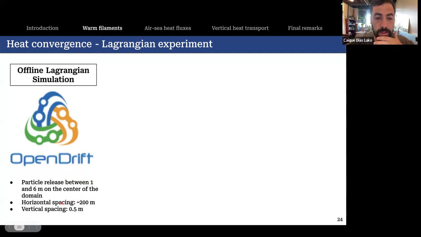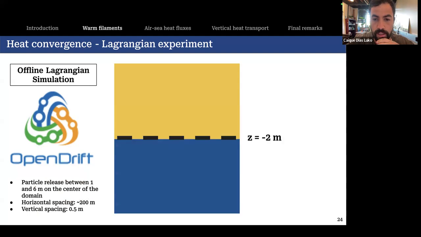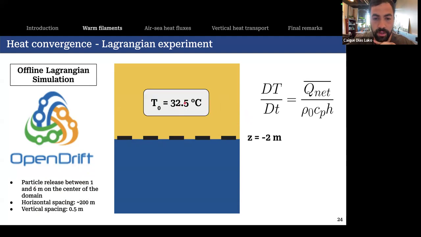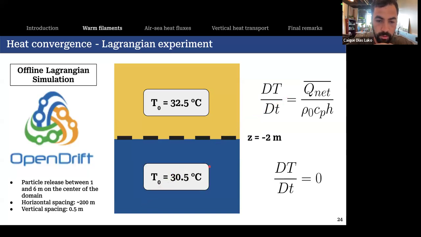After we simulate their trajectories, we simulate the evolution of their temperature. For particles that are above 2 meters, we start them with a temperature of 32.5 degrees Celsius, and we evolve them forced by the atmospheric heat fluxes. For the particles below 2 meters, we start them with 30.5 degrees Celsius, and they're not affected by atmospheric heat fluxes. These choices were made based on the model outputs.